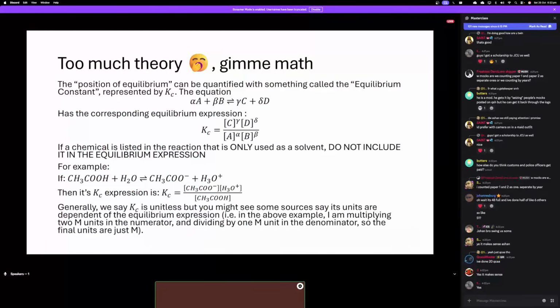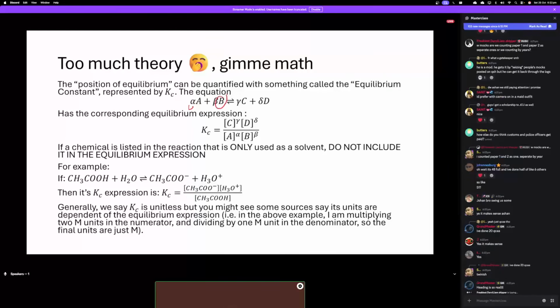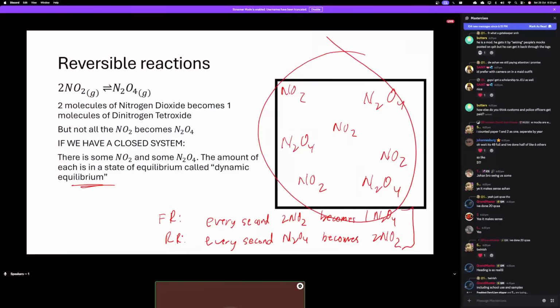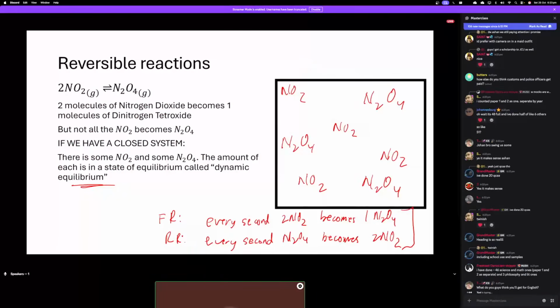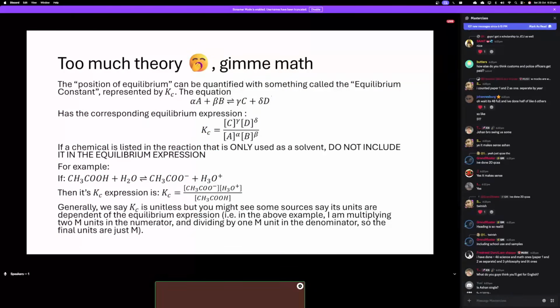So here we have just some generic equation. We have some alpha times some molecule A, beta times some molecule B, gamma times some molecule C, delta times some molecule D, right? This is us trying to quantify the position of equilibrium, right? We have some concentration of all our reactants and products in a beaker, who knows? But we want to actually quantify what this point is, right? So we will write it in this form here.